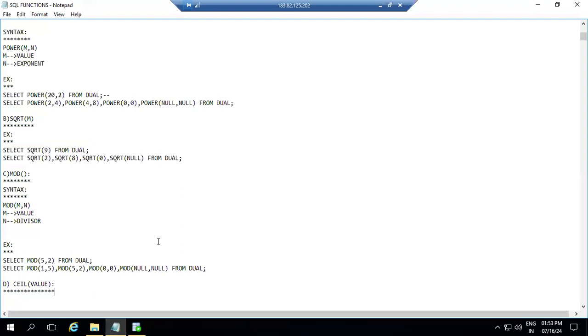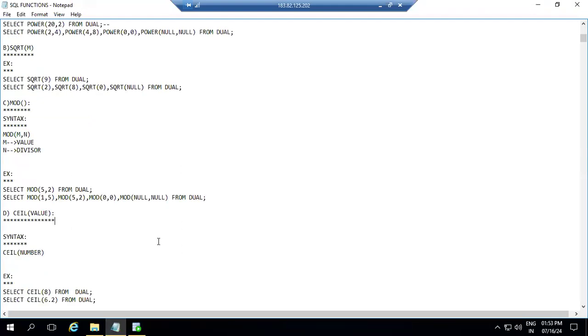So next we are having a function, the mod function. In this mod function, it returns the remainder value of the specified number and the divisor. To use this mod function, we have the syntax MOD(m, n) here. So m is the value and n is the divisor.